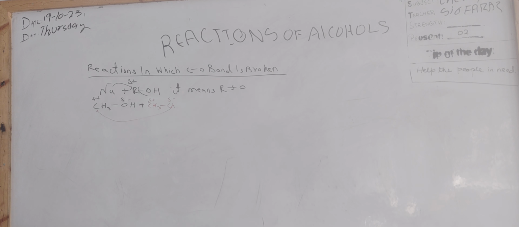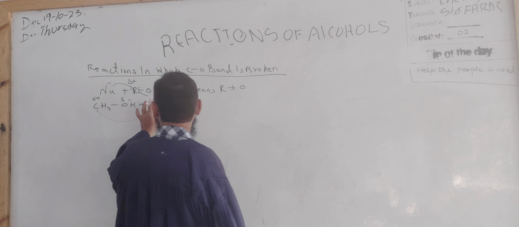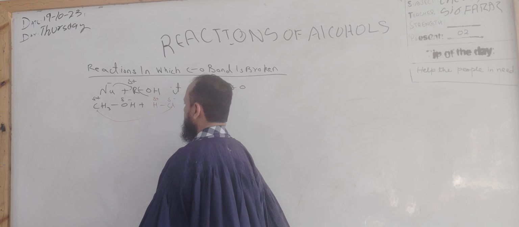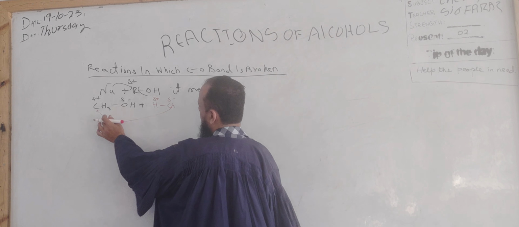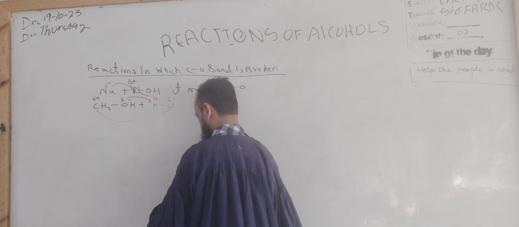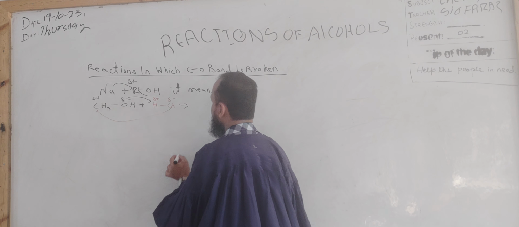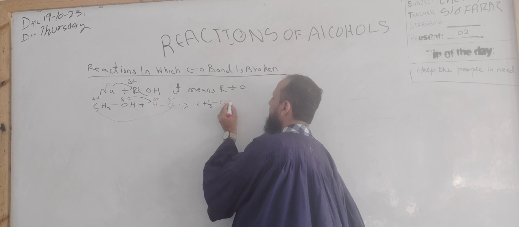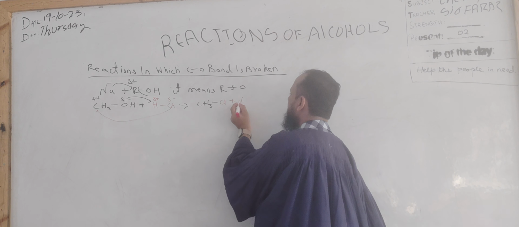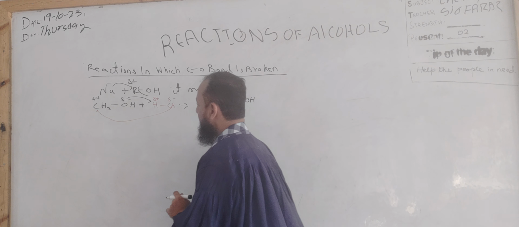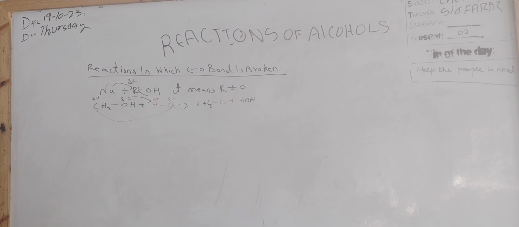The reaction is with HCl. Now this will attack on the positive of this, and the negative of this will attack on the positive of this. What we get is CH3 now bonded with Cl, and H now bonded with OH. Okay. So this is the reaction with hydrogen halide, and next is the Lucas test.